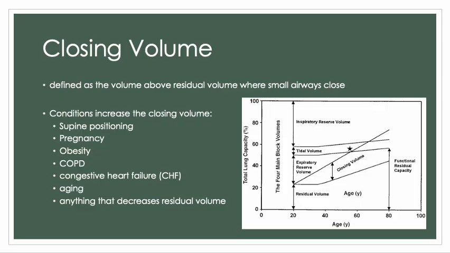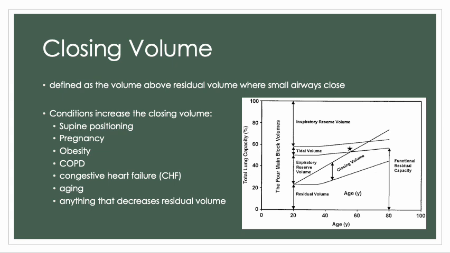So closing volume, this is defined as the volume above residual volume where small airways close. And this is a phenomenon during exhalation when small airways collapse, hindering further emptying of the distal lung units. The closing volume is normally below residual volume in an individual, but increases from approximately 30% of the total lung capacity at age 20 years to approximately 55% at age 70 years. And you can kind of see in this graph, on the left is the total lung capacity, age is on the right, and you see as we get older, our closing volume actually increases with age.